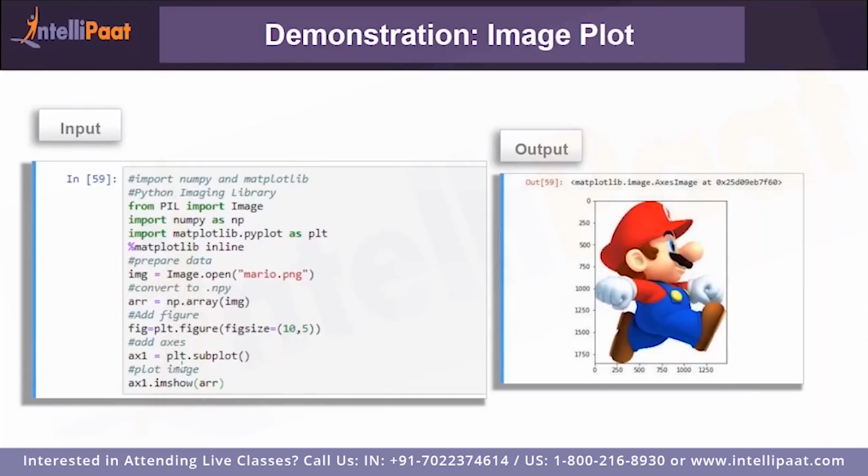So this is ax1.imshow. Imshow is for showing the image. That is again a matplotlib function. And if you pass in the array, the corresponding values of the pixels will be shown as an image in the output plot. Okay, so that's what an image plot is.